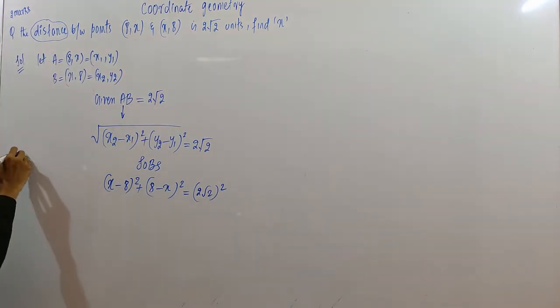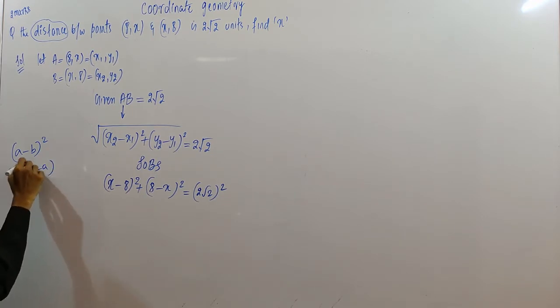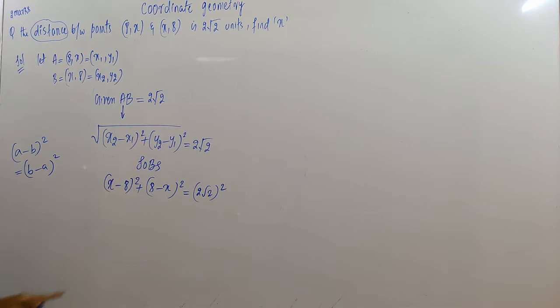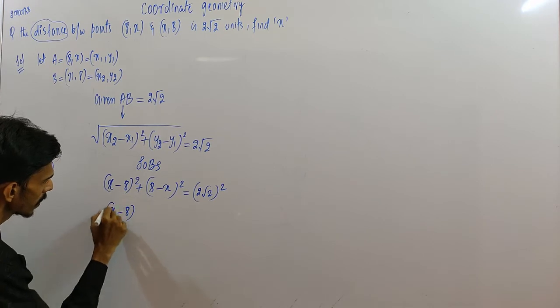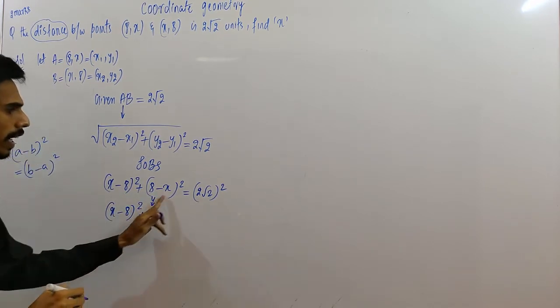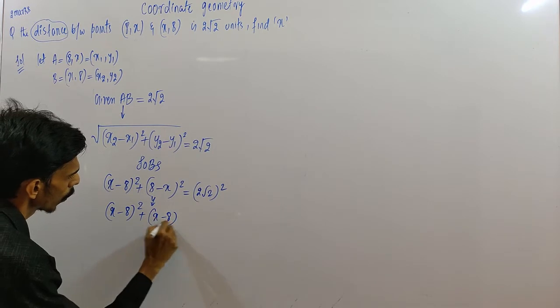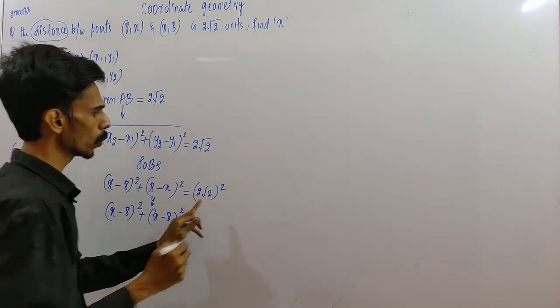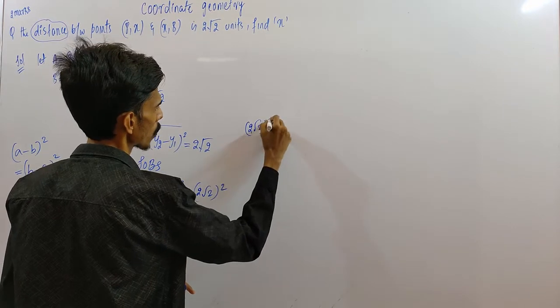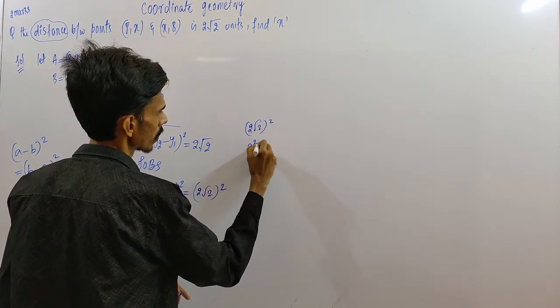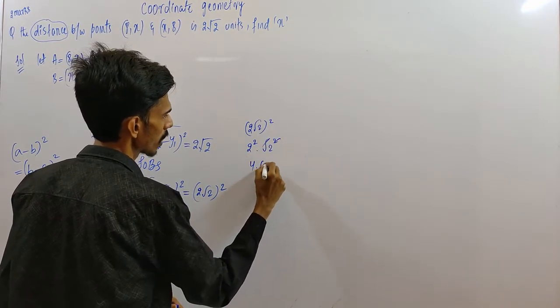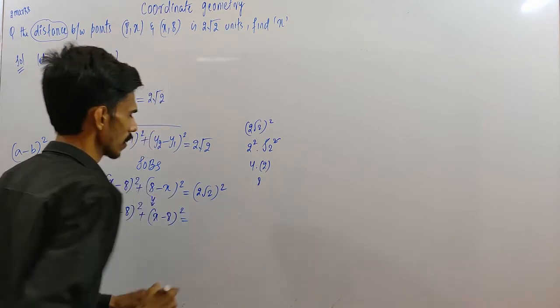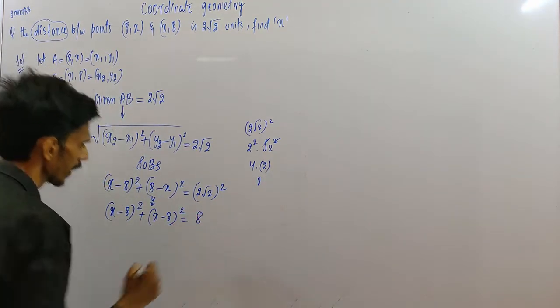Now we know that a minus b square is the same as b minus a whole square. We can interchange these two. So here we have x minus 8 and 8 minus x. Write x minus 8 as it is, and change this one to x minus 8 whole square. Now 2 root 2 square: take 2 square first, times root 2 square. 2 square is 4, the square and root cancel, we have 2. 4 into 2 is 8. So the value of this is 8.